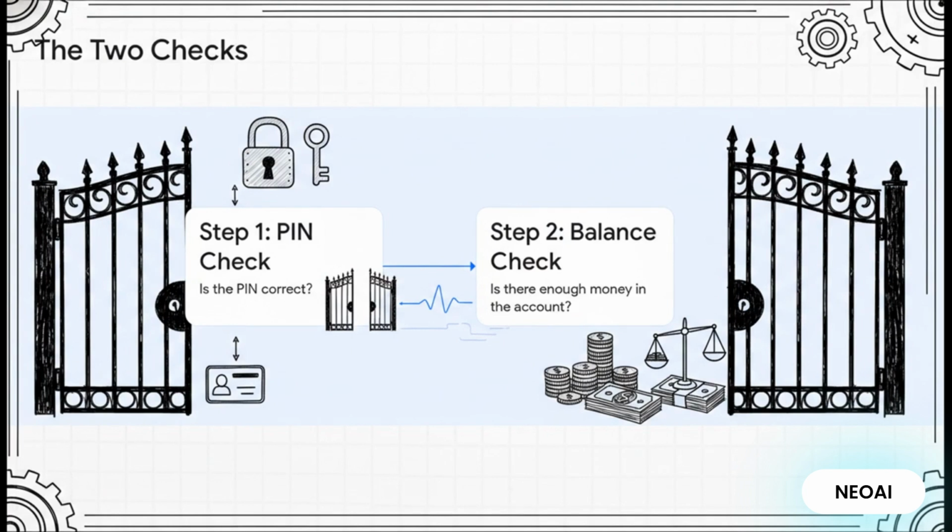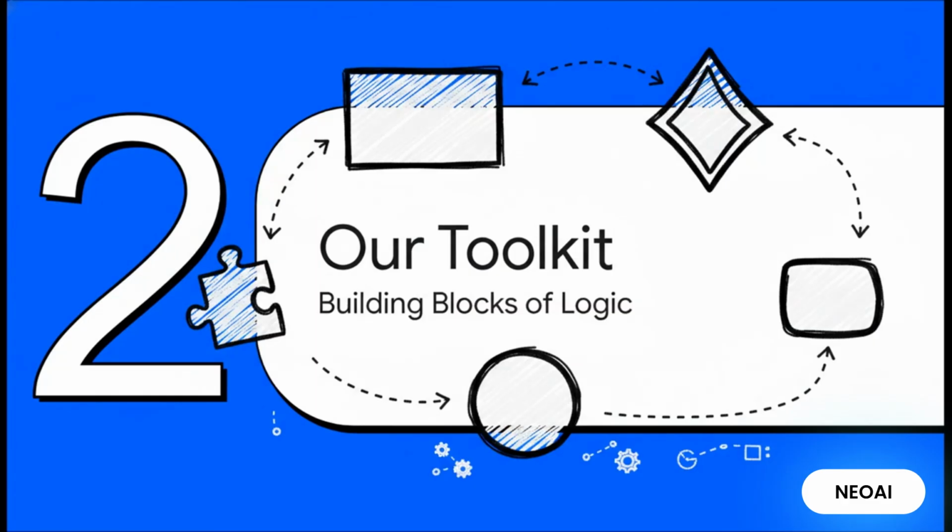First, security. Does this person even have permission to access this account? And second, logistics. Is the money they're asking for actually there? The machine has to answer both of these questions, and it has to do it in that exact order. Now, to build this logic, you might think we need a ton of complicated tools, but we don't. We only need three really simple things from our programming toolkit. Let's meet our building blocks.